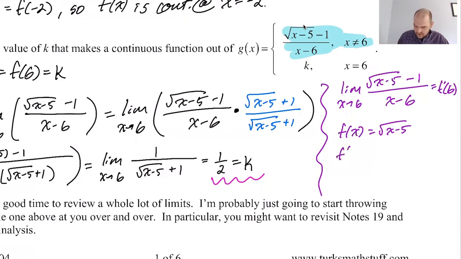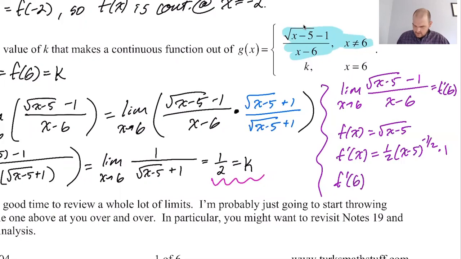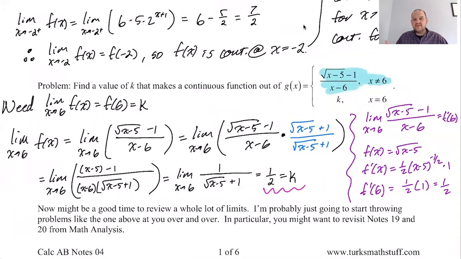So if I find f prime, this requires the chain rule. If you haven't learned the chain rule yet, you could watch the videos that I've made of it, or you could just wait until you learn the chain rule. It's 1/2 times the square root of x minus 5 to the negative one half, which looks a lot like the power rule in this particular instance. So I'm going to write times 1, which is the derivative of the inside. You don't really need it in this case. Well, you always need it, but you don't need to write it because the derivative is 1. And then f prime of 6 is going to be 1/2 times 1, which is 1/2, which is the same answer that we got. So the value of k that makes this function continuous is k equals 1/2.